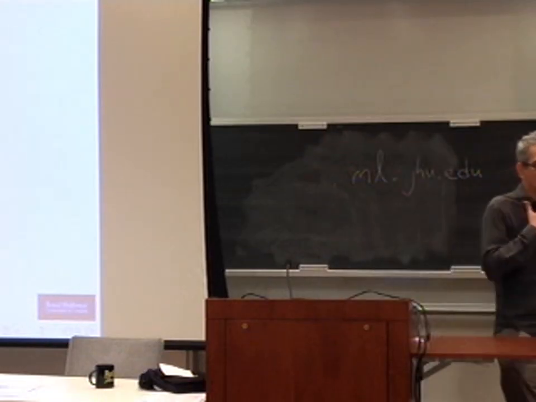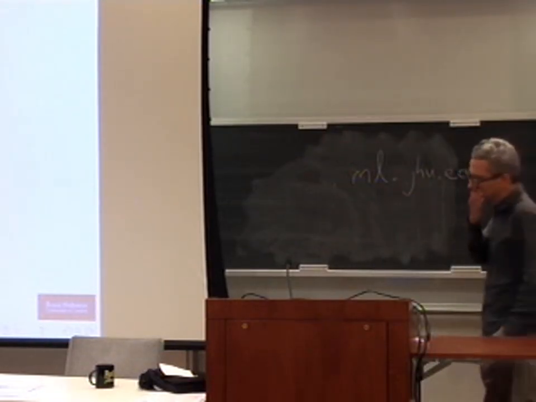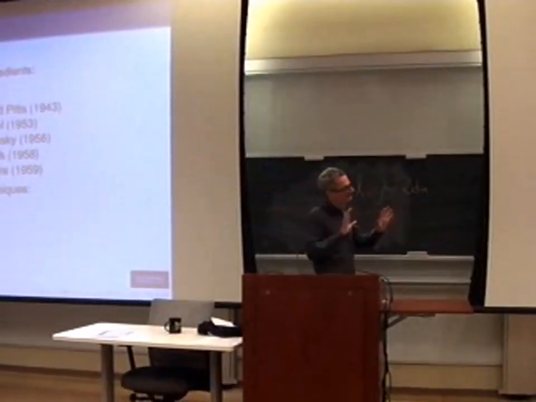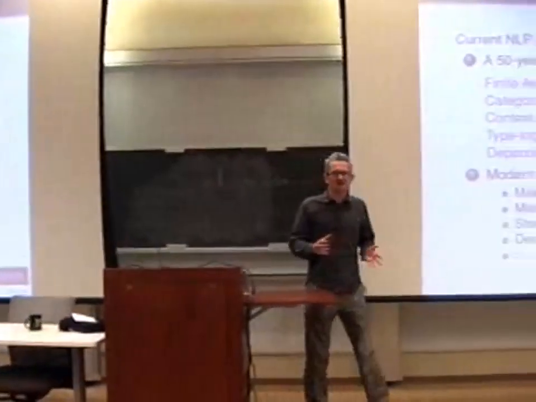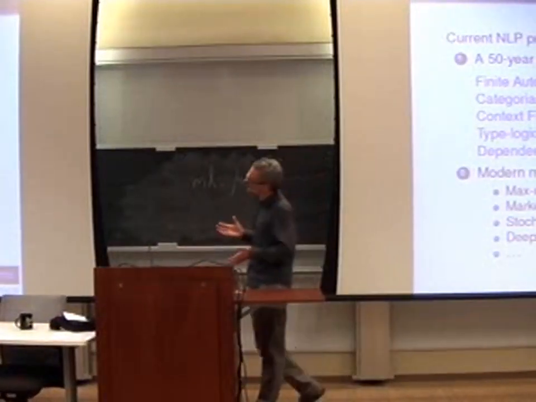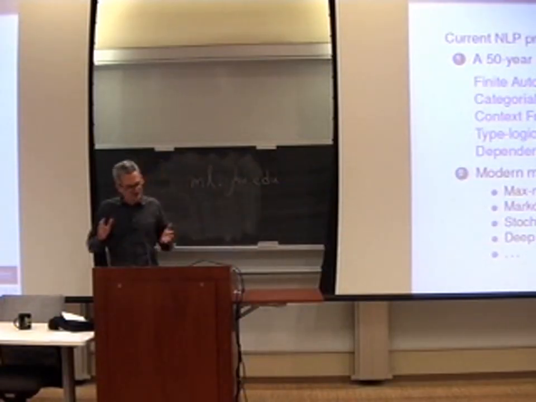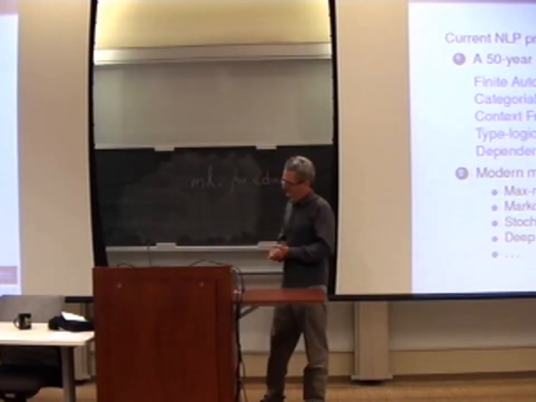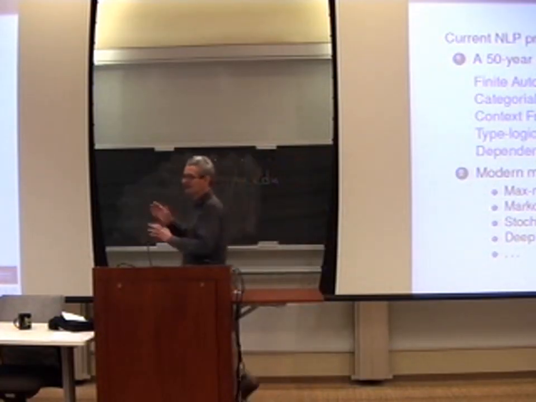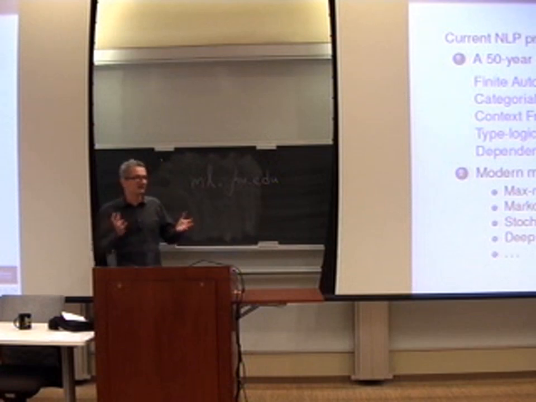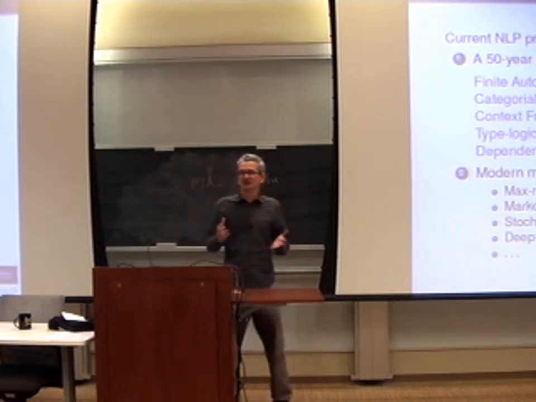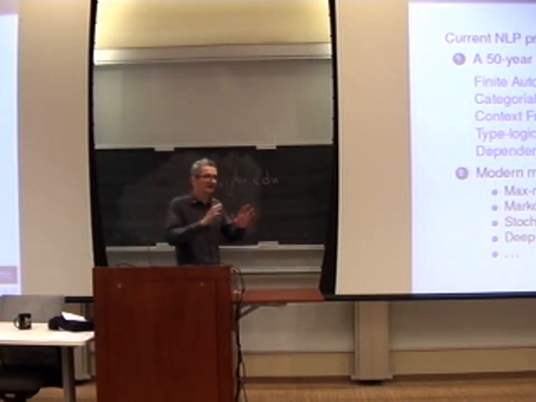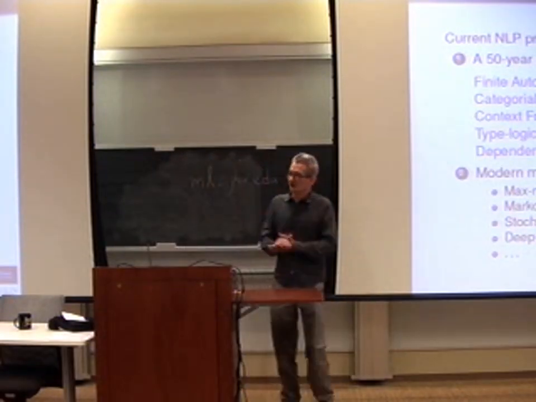From my slightly biased perspective, modern NLP is typically a combination of two ingredients. The first is a representation, which is typically at least 50 years old. Finite automata go back to the 40s. The other major representations that are used were developed in the 50s. And these representations are then combined with contemporary machine learning techniques: max margin approaches, deep belief networks, whatever the current set of techniques are that people are using.